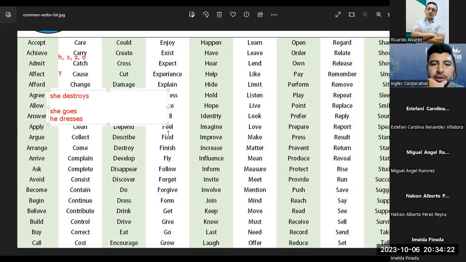Okay, I guess we have a point. Yo creo que ya tenemos un punto bien claro con este tema de las terceras personas. Solo se va a utilizar, we're going to use this just in affirmative. Solo en afirmativas. Las negativas son fáciles, ¿verdad? Y las preguntas también son un poco fáciles. Okay. So, what we're going to do?